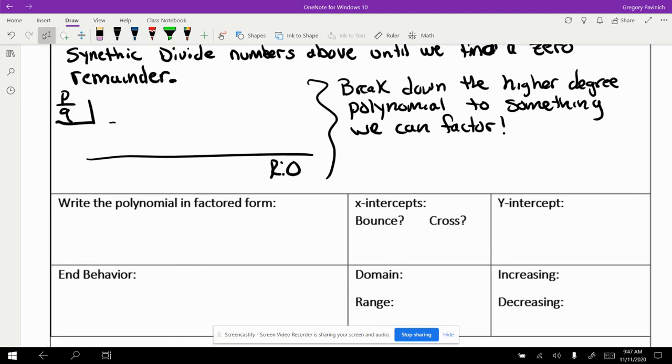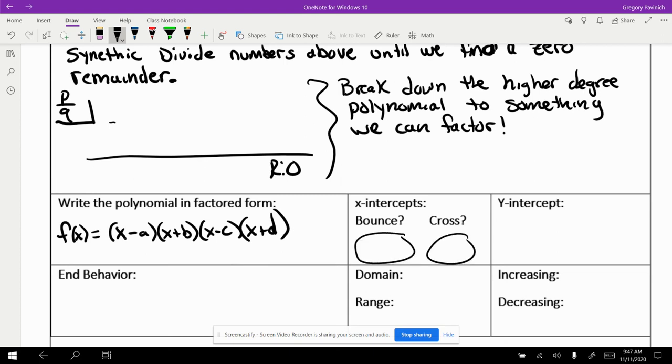Okay, once we get all of the factors of our polynomial, we'll write the polynomial. Right, so it'd be something like x minus a times x plus b times x plus c. Okay, and then we're going to look: do any of those occur more than once? We've already done this. Does it bounce or does it cross? So you're going to list those just like we did before. And our y-intercept, remember, is the constant term.